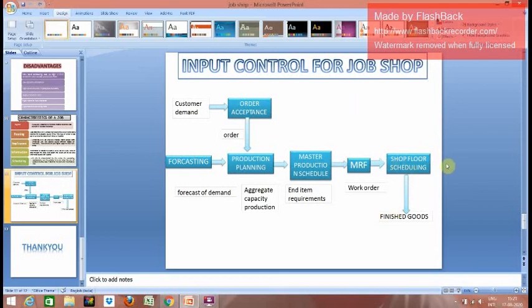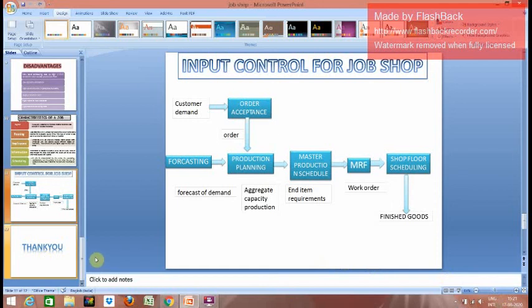Then shop floor scheduling. Then it has to be scheduled for what time it will be done. It will again go to the supply. It has to go to the market for getting the input and for getting the orders accepted. And next, the end product will be the finished goods. So this is the input control for the jobs.